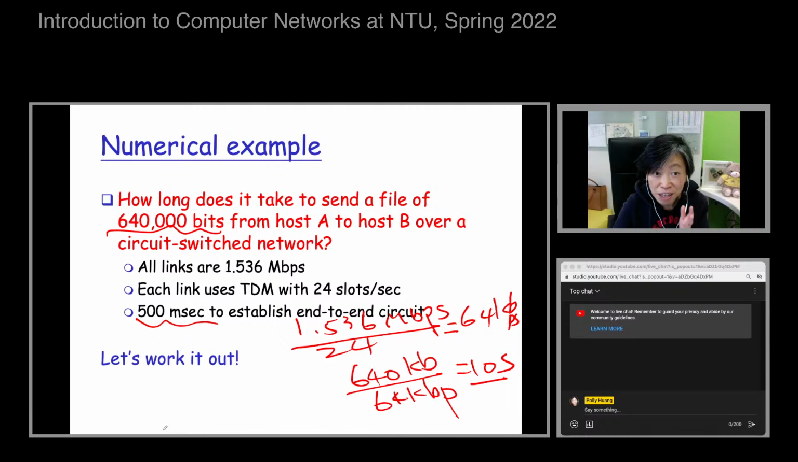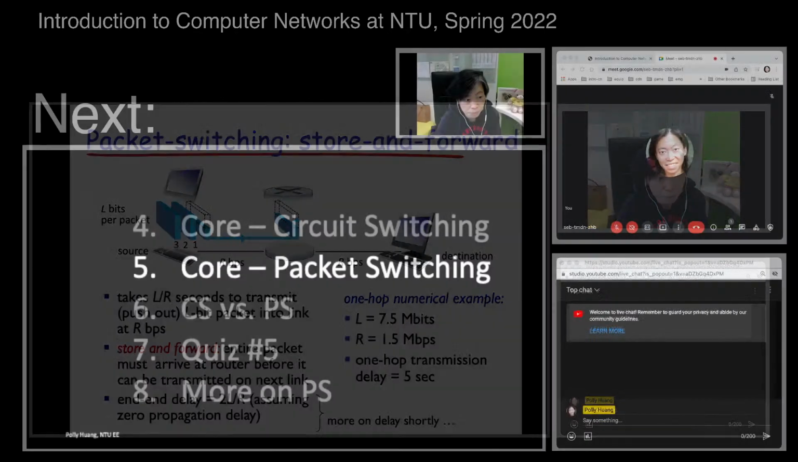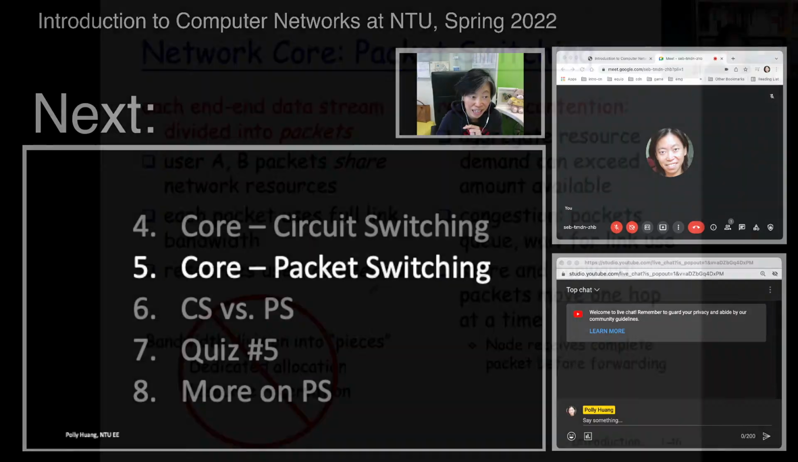And such a technique, such a design principle, is used, in fact, in the telephone network, the very old wired telephone network. And we move on to the next principle, the principle that is used to design the internet. And let's hear out how packet switching is working.